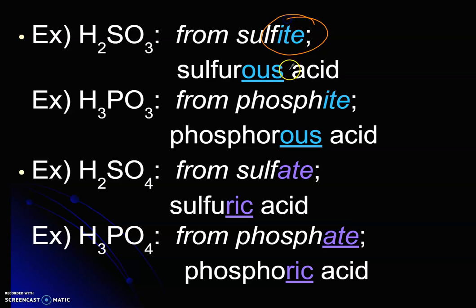All right, so ites become ous, ates become ic. I took a bite, it was delicious. I ate the whole thing, I got sick. So a phosphite becomes a phosphorous, a phosphate becomes a phosphoric.